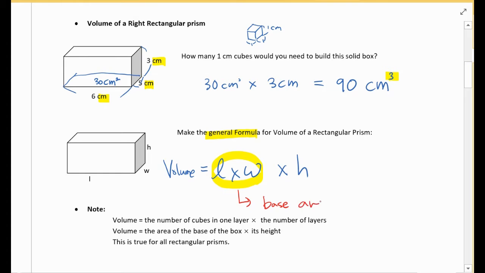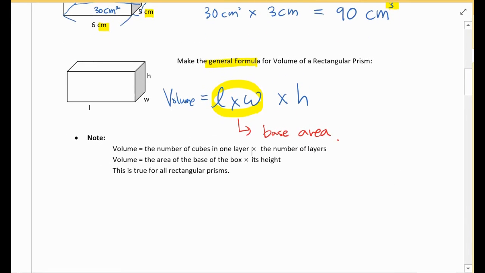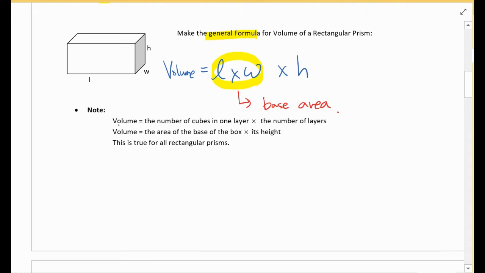Base area. Okay, so find the base area first and multiply by the height. Okay, so here's the summary. Volume equals the number of cubes in one layer, the base layer, times the number of layers. It's basically the base area times the height.